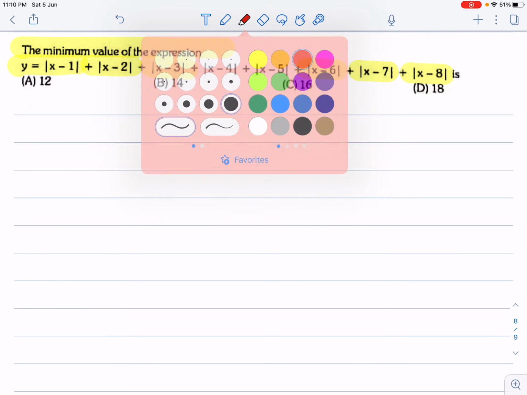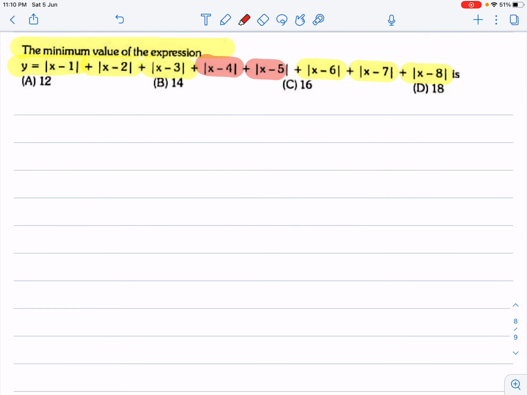So you might be wondering, sir, you left these two mods in between unmarked. Now I have marked them because they are the middle mods. So how will they be important for me? The minimum value is asked, so the minimum value occurs at the point of symmetry. And what is the point of symmetry over here? X is equal to 4 to 5 is the point of symmetry. That will be giving me the minimum value for this expression.